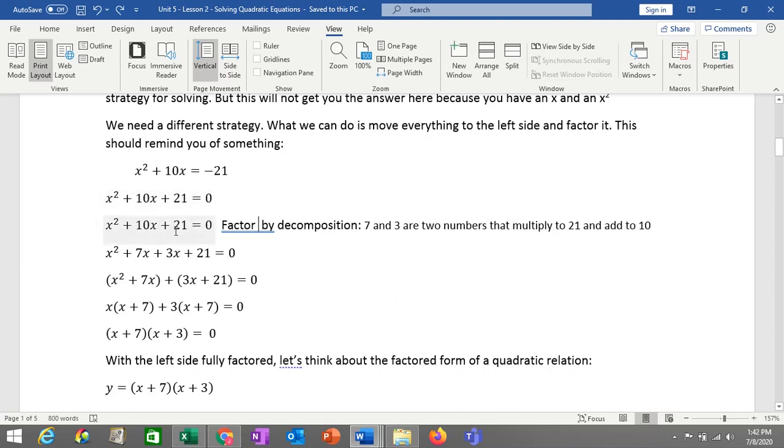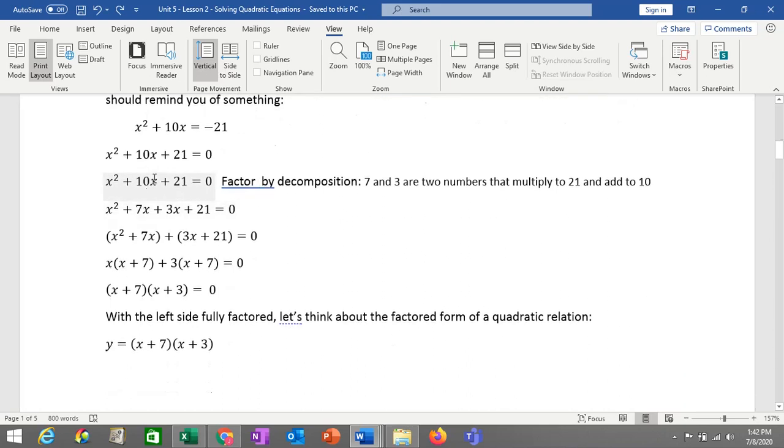So 1 times 21 is 21. So what we need to do then is find two numbers that multiply to give you 21 and add to give you this 10 here. So it turns out that those numbers are 7 and 3, right? 7 times 3 is 21, and 7 plus 3 is 10. So we're going to decompose this 10, break it up into a 7x plus 3x, and then we're going to group. So we'll group those two, and we'll group those two.